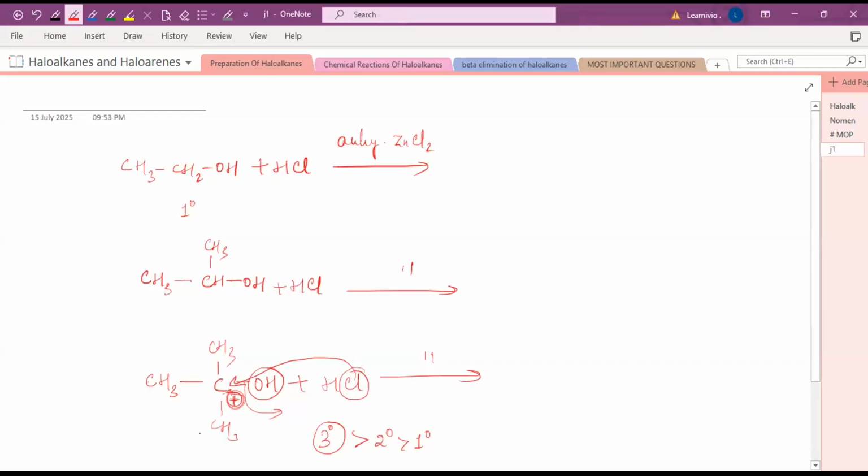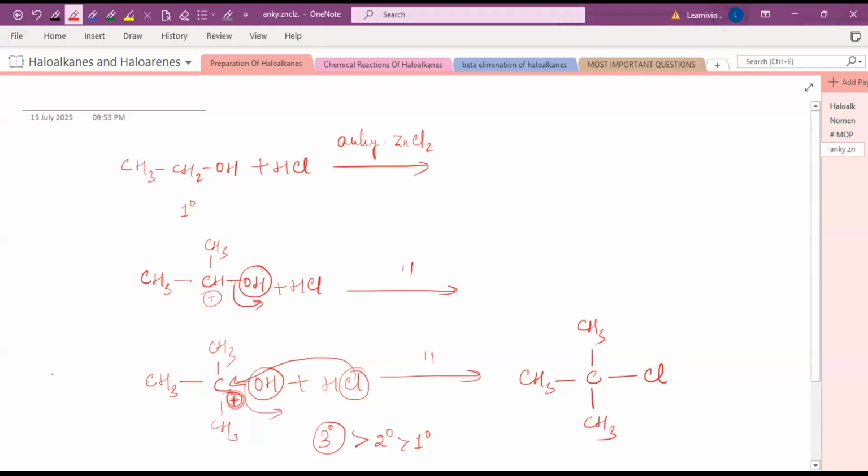ये बहुत ही reactive होता है 3D carbocation, इसलिए ये काफी बहुत ही fast reaction होता है. That's why this reaction proceeds very fast, and here the chlorine will be attached, right? So basically just remember that this is 3 degree, right? Because when you just remove this OH group, right?